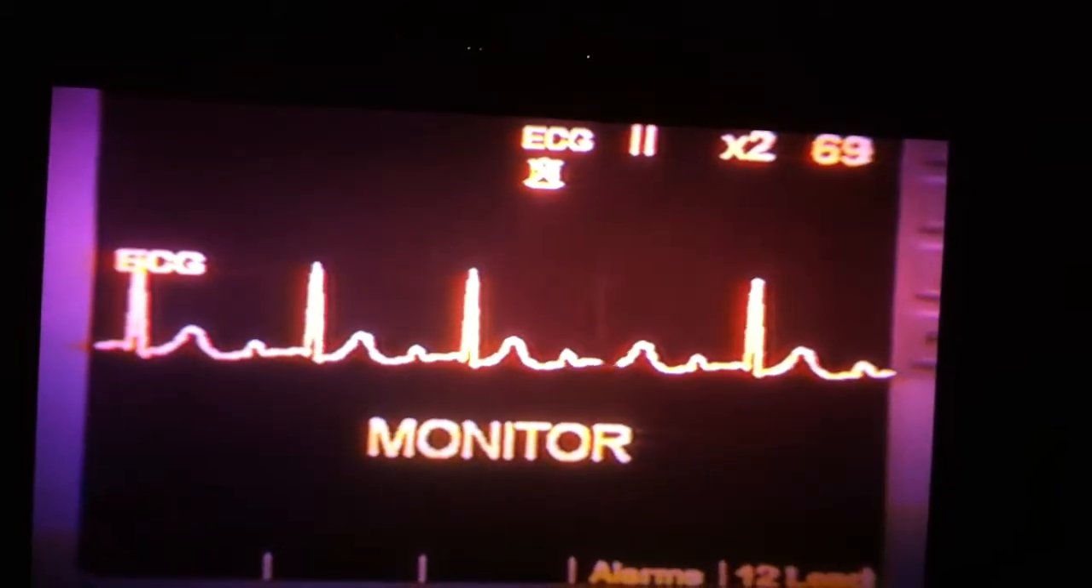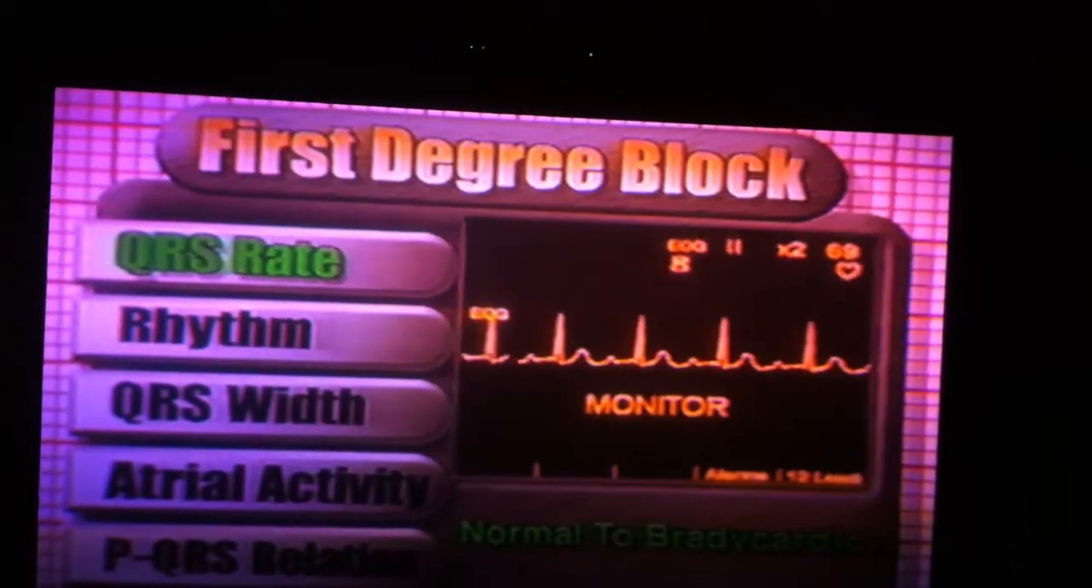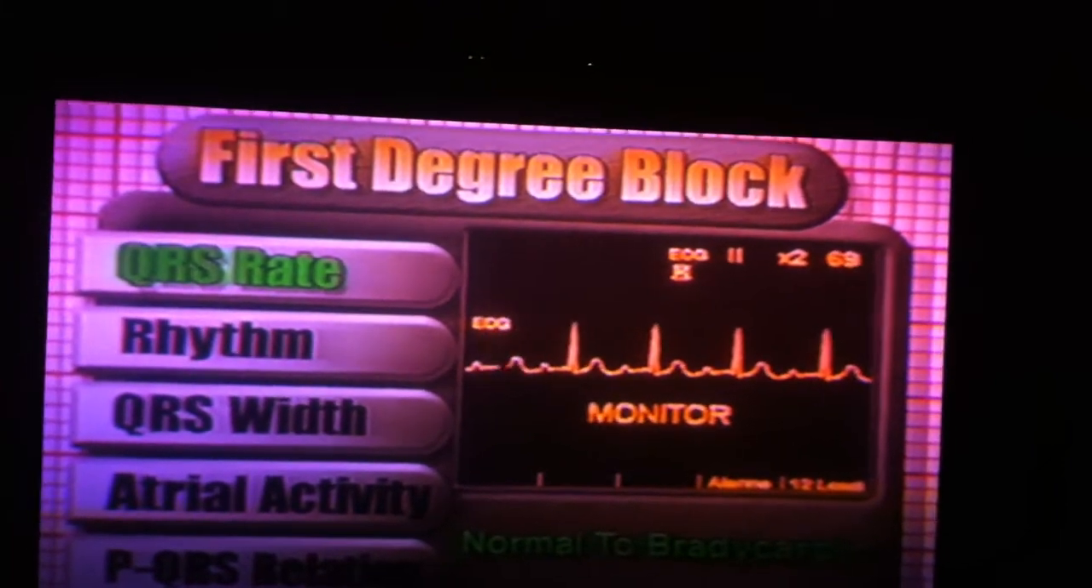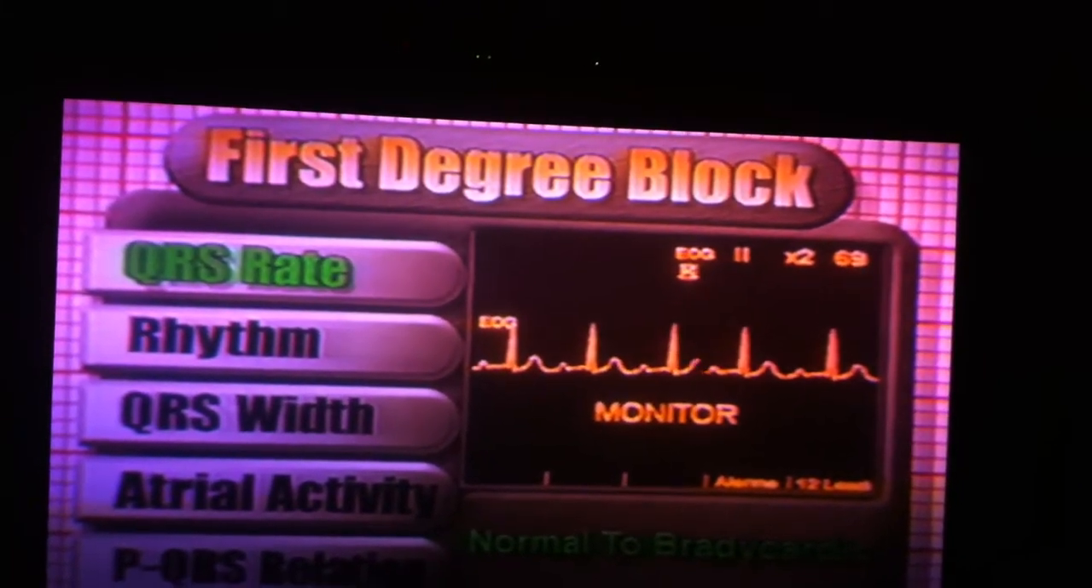Injured or diseased tissue can delay or block electrical impulses traveling along the cardiac conduction pathway. The degree of block depends on the location and severity of the damage. A first-degree block is caused by a delay in conduction through the AV node. The ventricular rate is usually normal, but may also be bradycardic and less than 60 per minute.